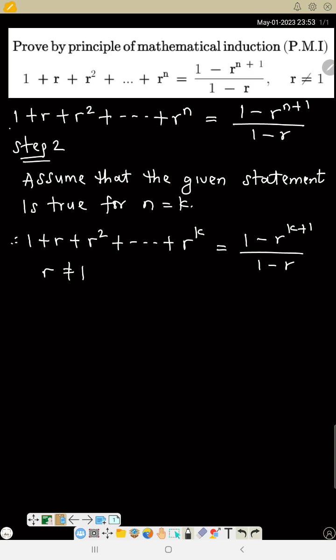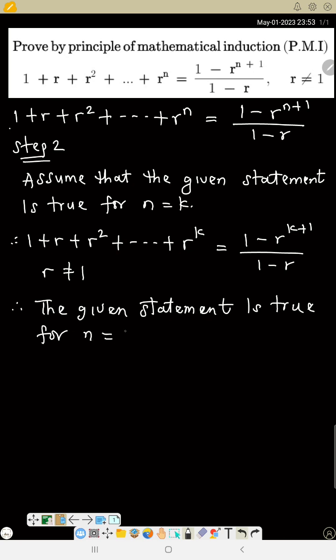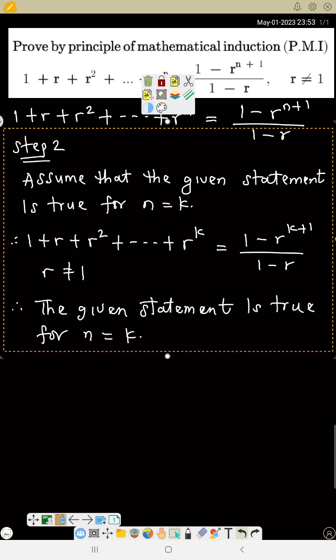So after you have done that, then you have to conclude that the given statement is true for n equals to k. So like that. So now for step 3, we have small manipulation there.